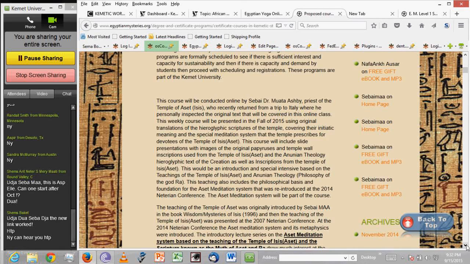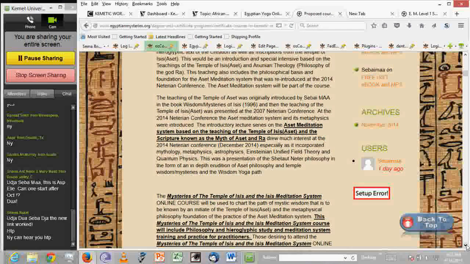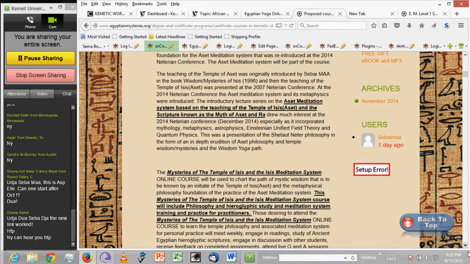Let's move on a little bit. The teaching of the Temple of Aset was originally introduced by Sivaima in the book Wisdom. It was first titled Wisdom of Isis, and then it changed to Mysteries of Isis in 1996. Then the teaching of the Temple of Isis was presented at the 2007 Aquarian Conference, but that was basically an introduction. It wasn't completely based on the hieroglyphic text. It was a teaching given through the iconography and the mythology also. And at the 2014 Aquarian Conference, the Aset meditation system and its metaphysics were introduced, in an introductory lecture series based on the teaching of the Temple of Isis Aset and the scripture known as the Myth of Aset and Ra.